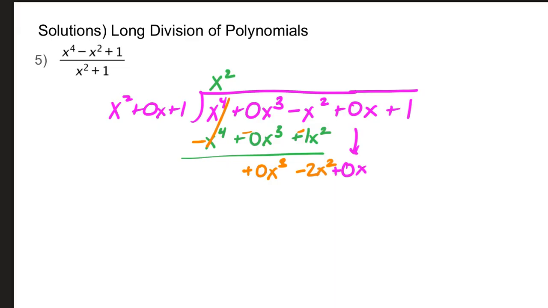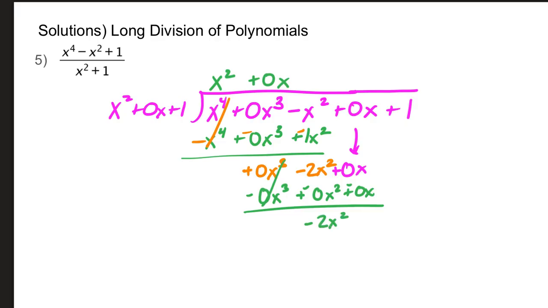Again, I figure out what times x squared will give me 0x squared. That's 0x. You can either write it there or you don't have to. It's up to you. But the next step, if I wrote it out, will be 0x to the 3rd plus 0x squared plus 0x. When I subtract that, those cancel. I'm not going to get anything different than what I had before. I just bring down the next term. But for consistency purposes, you might as well write it out again. It's not going to hurt anything.